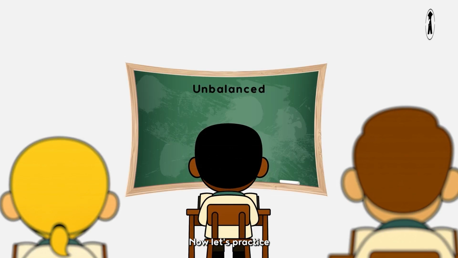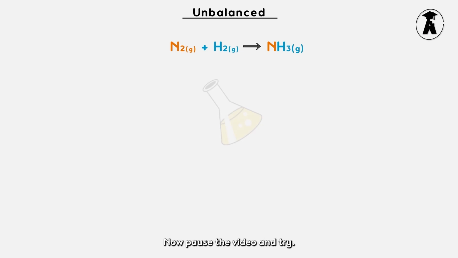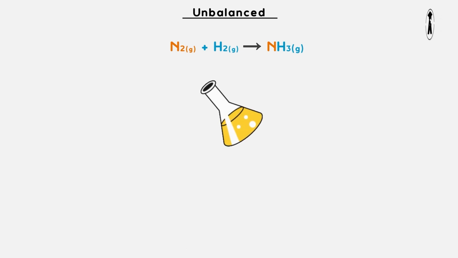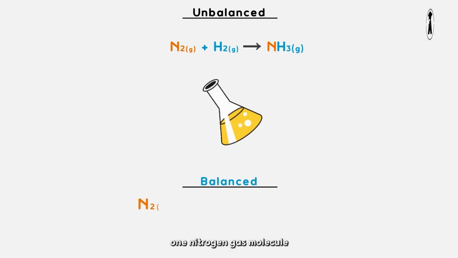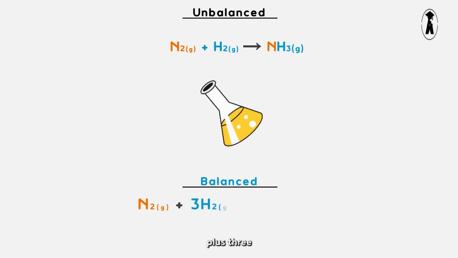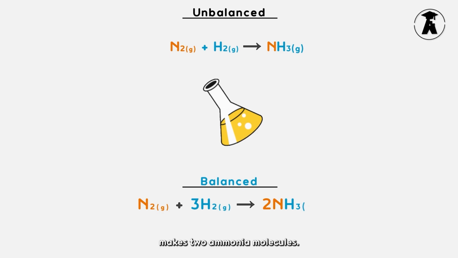Now, let's practice with a different one. Nitrogen gas plus hydrogen gas makes ammonia. Now pause the video and try. Well done. When balanced, it becomes 1 nitrogen gas molecule plus 3 hydrogen gas molecules makes 2 ammonia molecules.